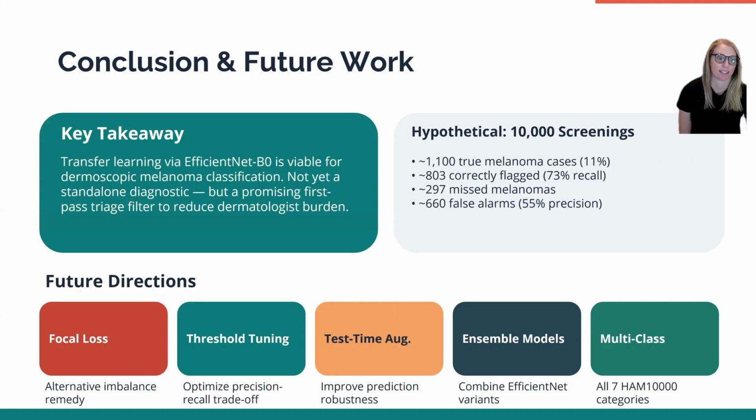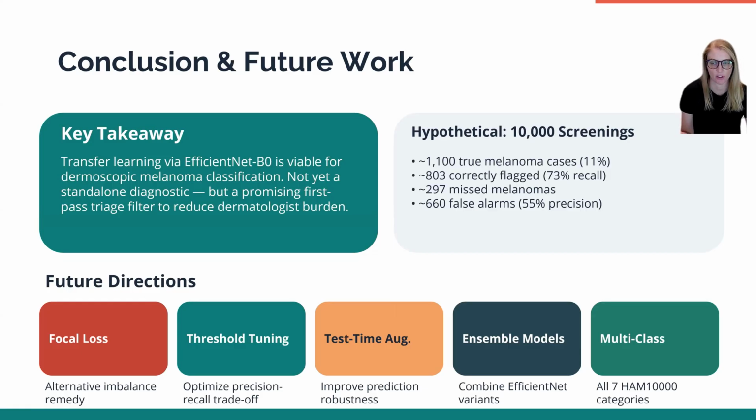So our key takeaway is that transfer learning via the EfficientNet B0 model is viable for dermascopic melanoma classification, but not as a standalone diagnostic tool. It may prove to be a promising first pass filter for dermatologists, but there would still need to be quite a bit more fine tuning to increase that precision.